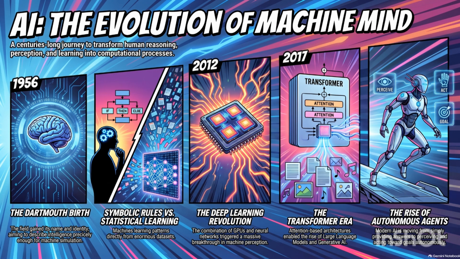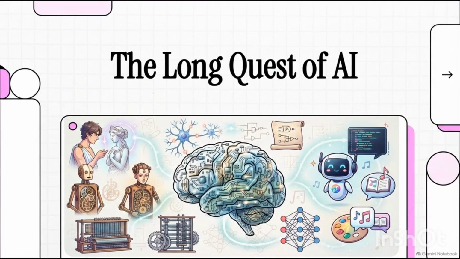Because artificial intelligence isn't just one single invention, right? It's really this evolutionary succession of competing theories about how the brain actually works. So, how do we get from ancient myths of artificial beings to machines that can converse, paint, and write software code? Well, let's trace this incredible journey.